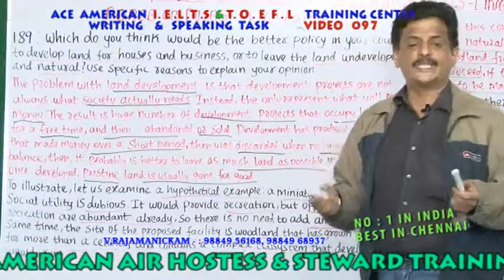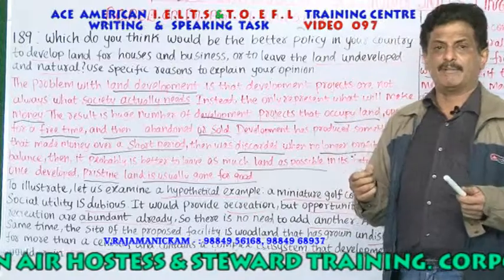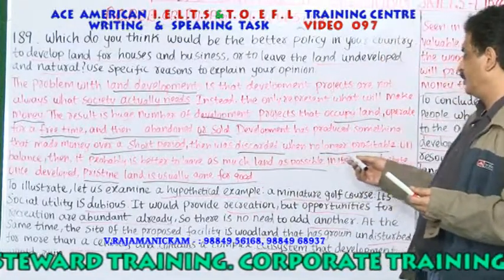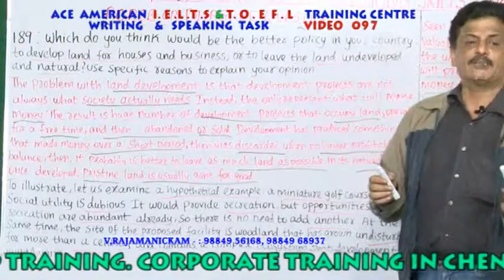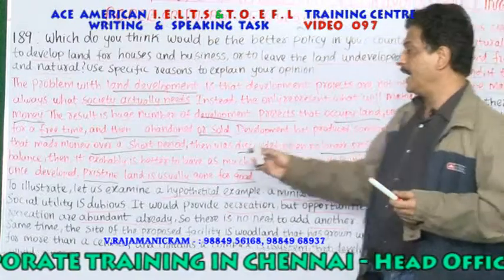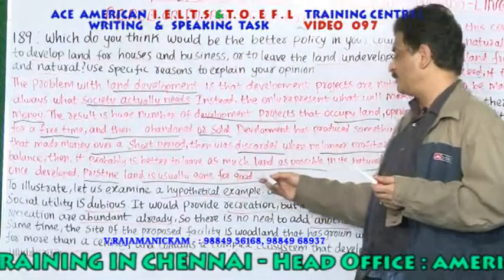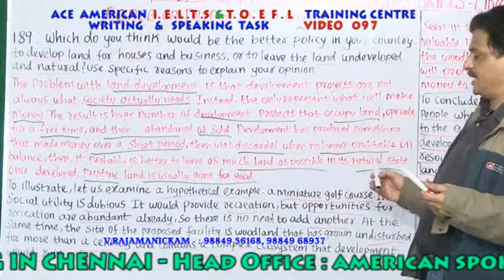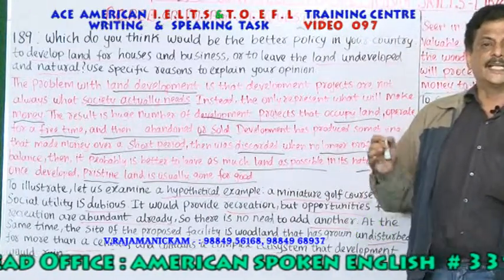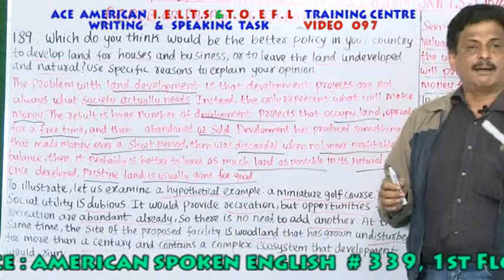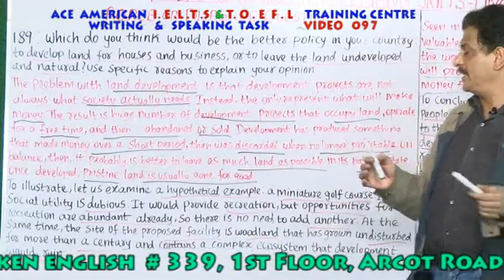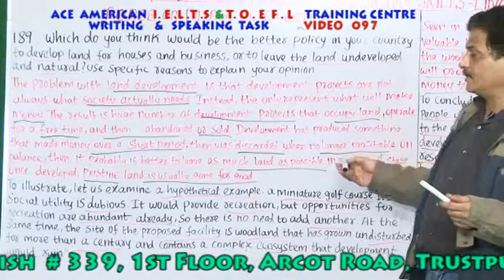இங்கே முன்னேற்றம் என்பது குறுகிய காலத்திலே பணத்தை உண்டாக்குவதாக இருக்கிறது. Then was discarded when no longer profitable. அந்த இடத்தின் மூலமாக லாபம் வரவில்லை என்றால் அந்த இடத்தை விட்டுவிடுகிறார்கள். On balance, then it probably is better to leave as much land as possible in its natural state. அப்போ பணத்திற்காக மட்டும், லாபத்திற்காக மட்டும் அந்த இடத்தை பயன்படுத்துகிறார்கள். அப்படி ஒரு நிலைமை வருகிற பொழுது அந்த இடம் இயற்கையாகவே இருந்துவிட்டு போகட்டும் என்று இந்த எழுத்தாளர் சொல்கிறார்.